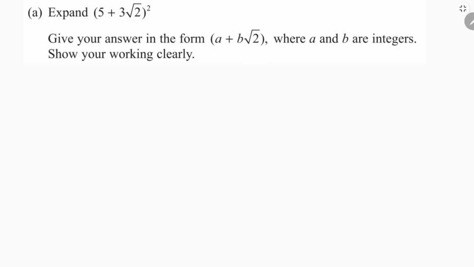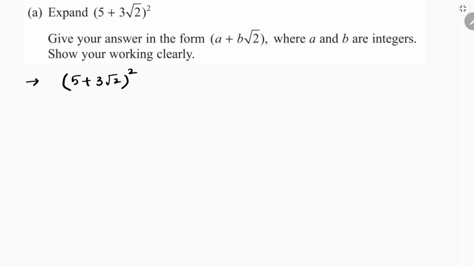Expand (5 + 3√2)². Give your answer in the form a + b√2, where a and b are integers. Show your working clearly. Fine, so here we have (5 + 3√2)².